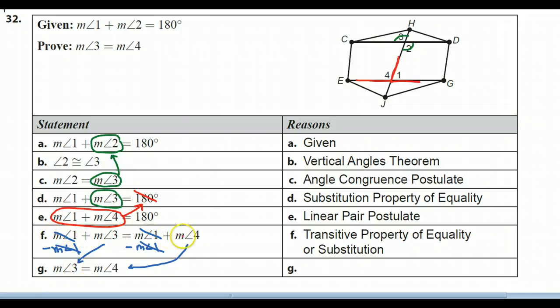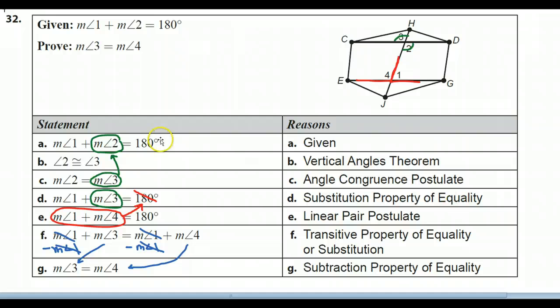So how did I get from statement F to statement G? That's what you put over here for the reason for statement G. You ask yourself, how did I get to statement G? What did I do to get to statement G? I subtracted angle 1, and so that's what you write for your reason over here for statement G.